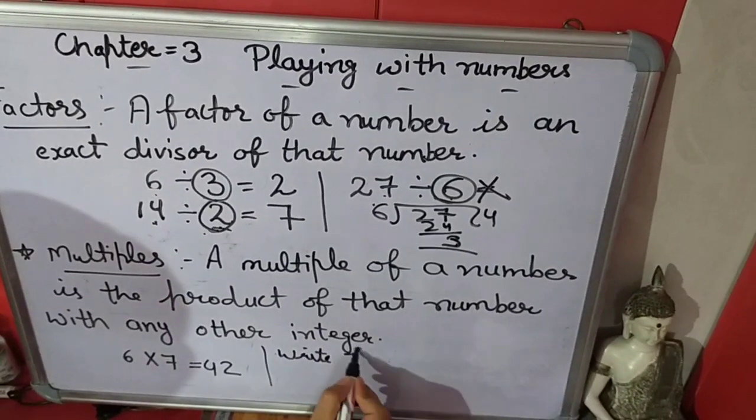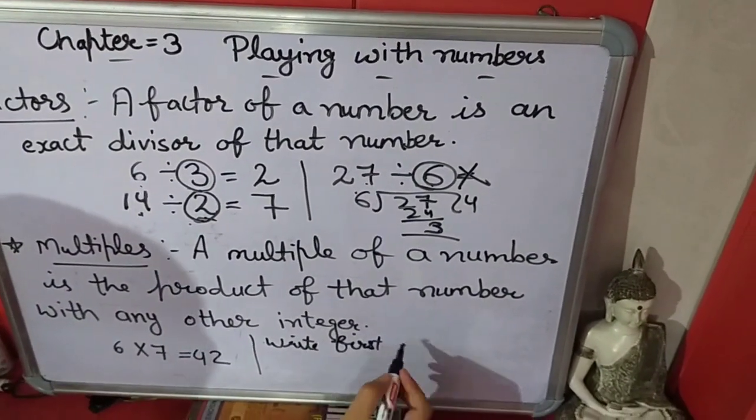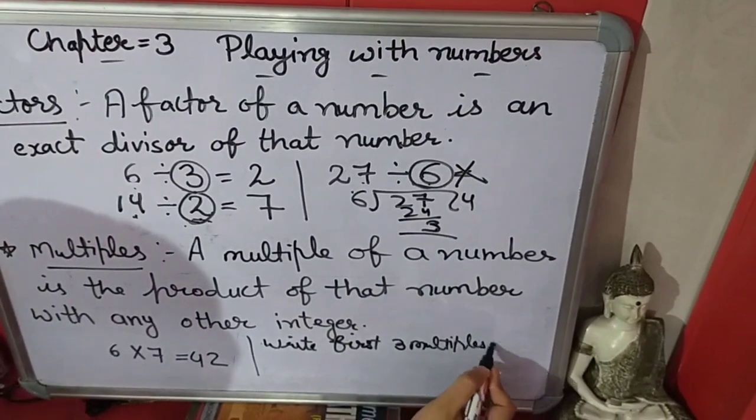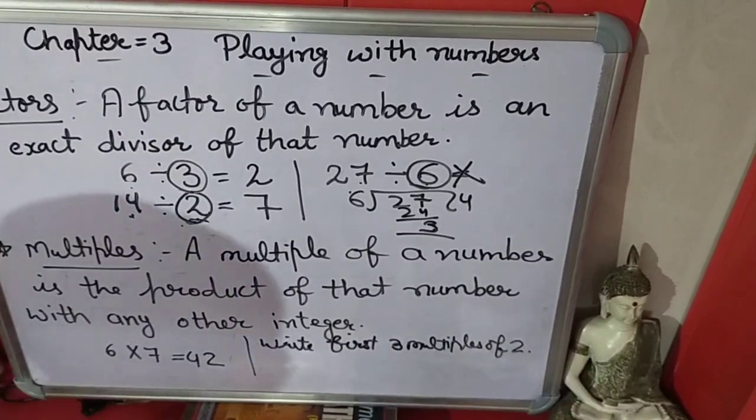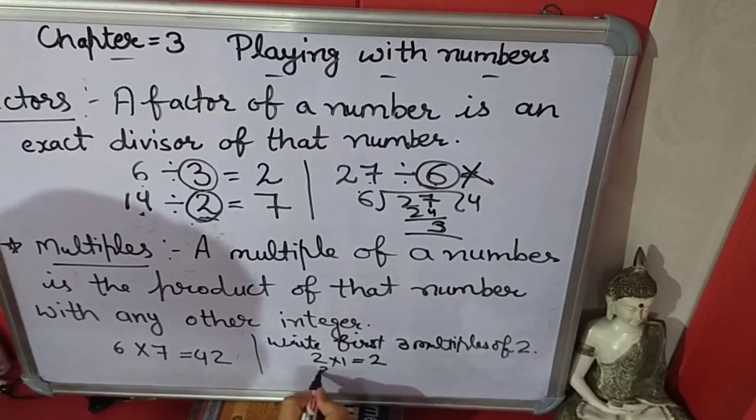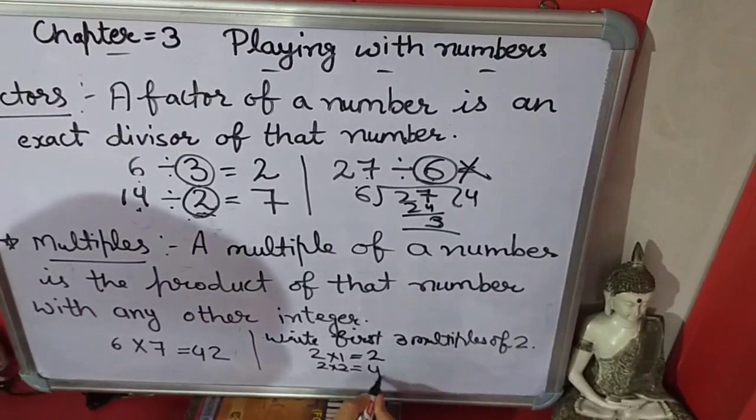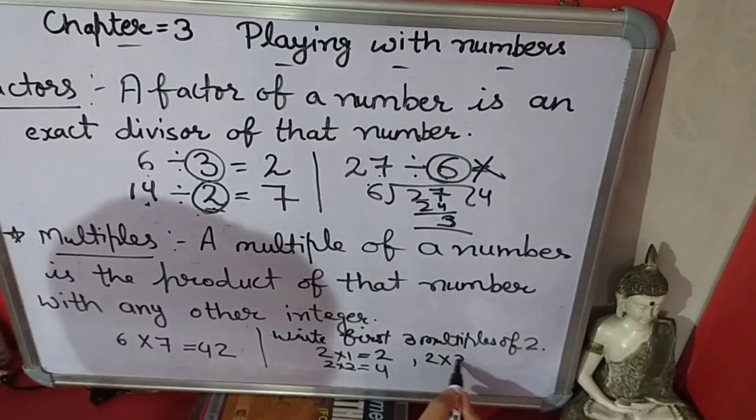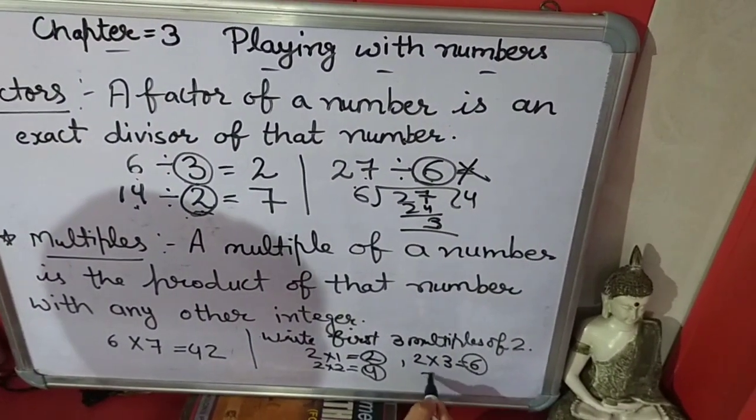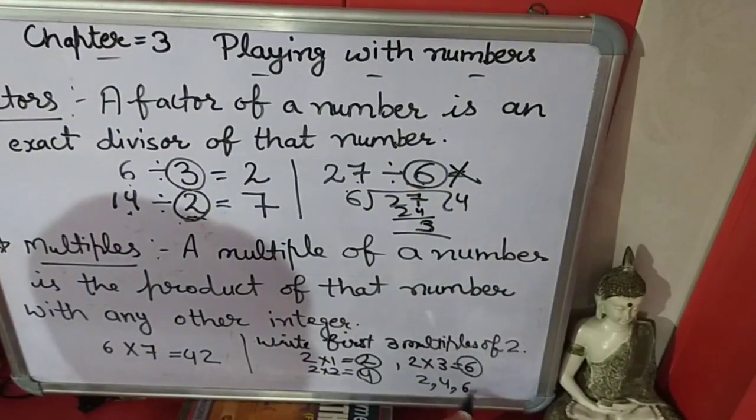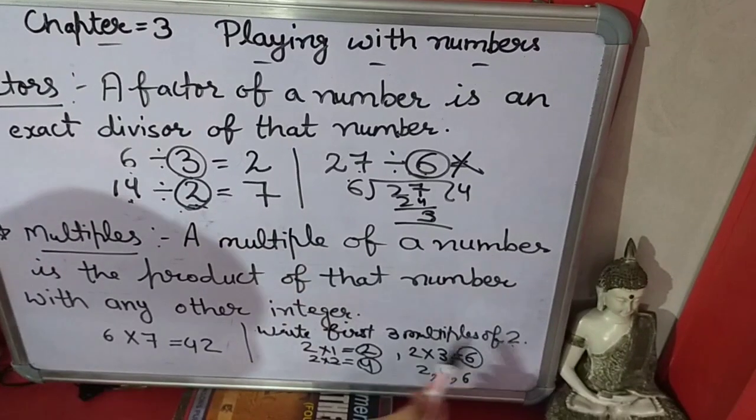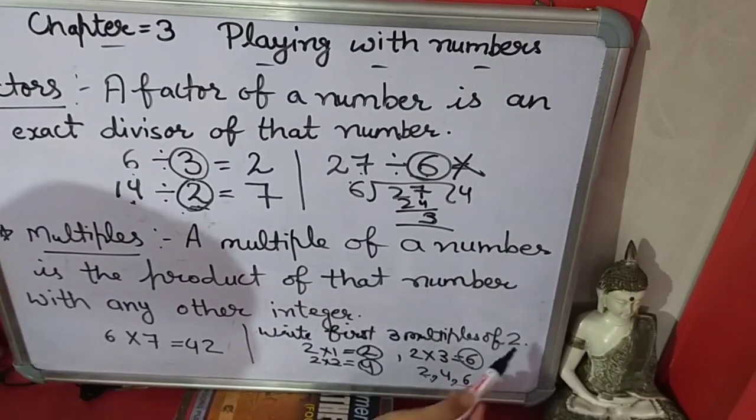If I say, write the first 3 multiples of 2, it means we will write 2 ones are 2, 2 twos are 4, and 2 threes are 6. These 3 multiples, 2, 4 and 6, are coming in the table of 2. So these are the multiples of 2.